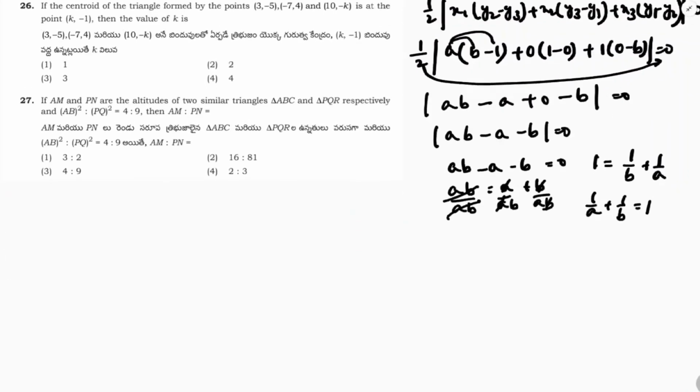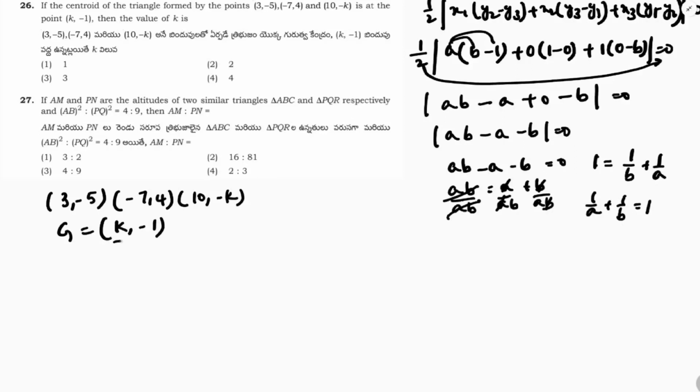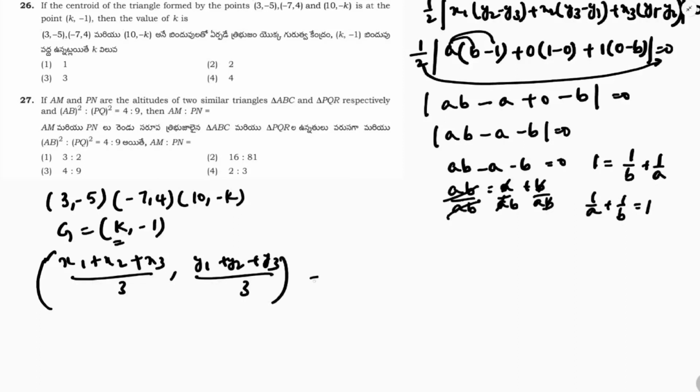Next question. The centroid of the triangle formed by the points (3, -5), (-7, 4) and (10, -k). Centroid G is (k, -1). Find the value of k. K is only x, so you can find only the x value. Centroid is (x1 plus x2 plus x3) by 3, (y1 plus y2 plus y3) by 3, equals (k, -1). So now if we substitute the values here: x, 3 minus 7 plus 10 by 3; y, minus 5 plus 4 minus k by 3.